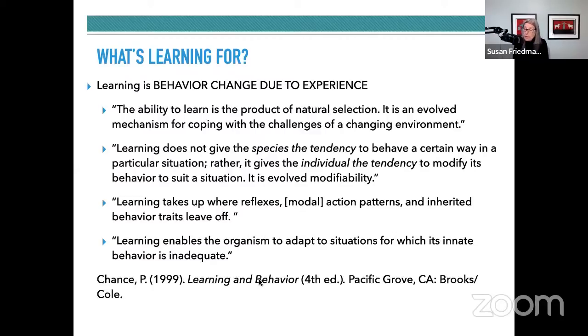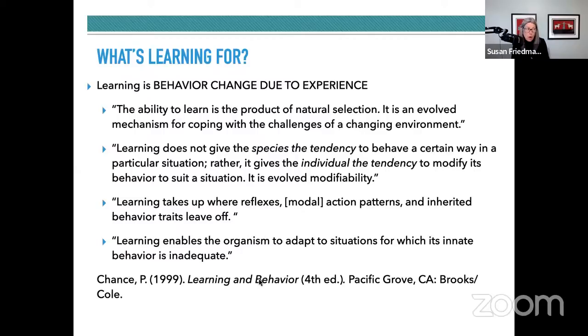Learning is evolved modifiability. Learning takes up where reflexes and innate behaviors leave off. In other words, our reflexes and our innate patterns would not be enough to cope with an environment that changes as rapidly and as consistently as our environment changes. We say the only thing you can count on is change. So it is this ability to learn, to change what you do based on experience, that is allowing us to adapt to situations for which our innate behavior is inadequate.